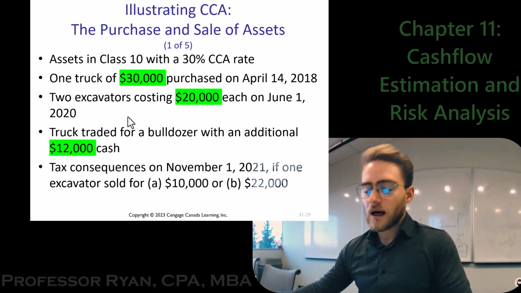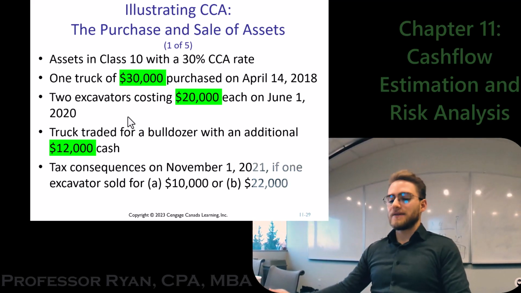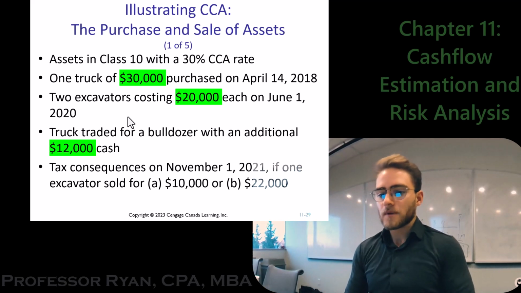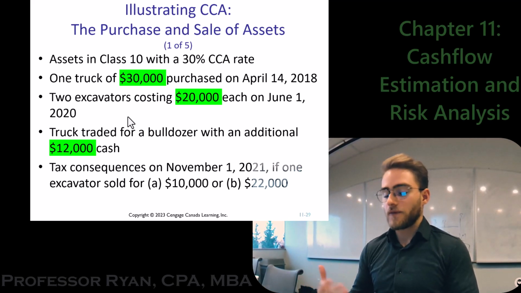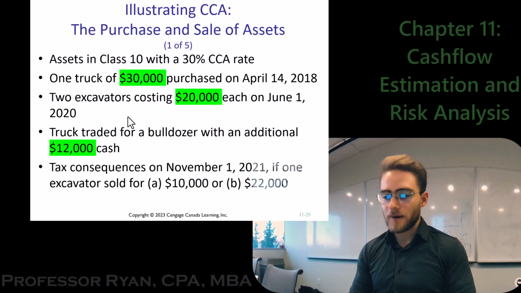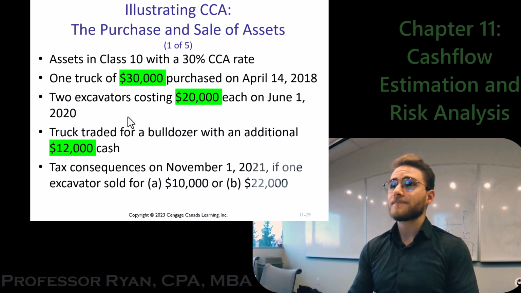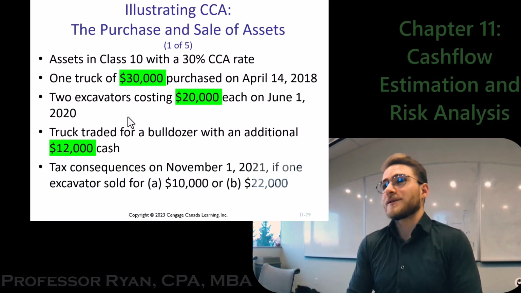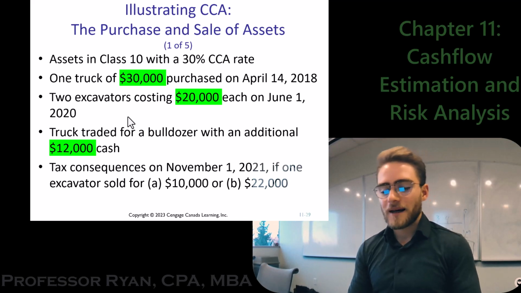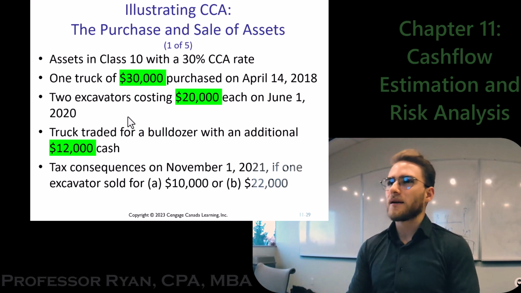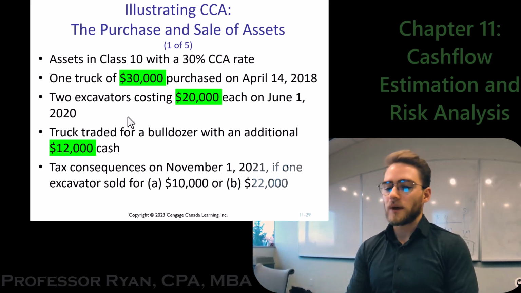So we have assets in class 10. Class 10 is vehicles, and this is going to be at a 30% CCA rate. So one truck for $30,000 was purchased in April, and two excavators costing $20,000 each were purchased on June 1st, 2020. Fun fact, June 1st is my birthday, so good time to buy an excavator. And then the truck traded for a bulldozer with an additional $12,000 cash. It doesn't tell you this here, but I believe that happens in 2020.